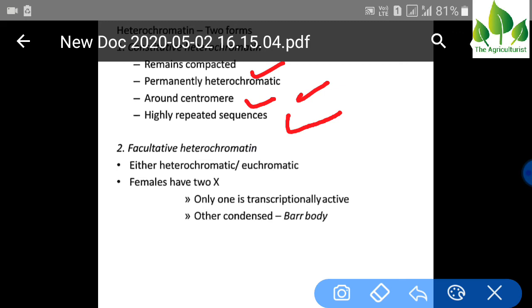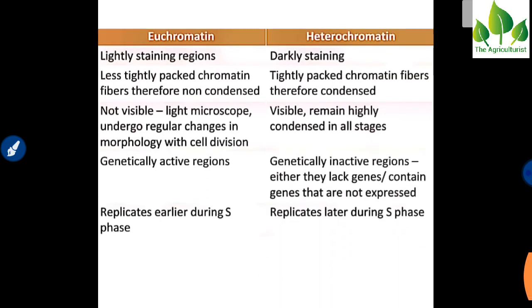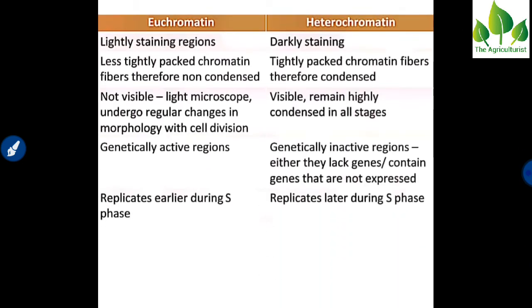Where the word facultative comes, an either condition arrives here. So wherever the word facultative arrives, you have to understand there will be an either condition. Either it may be heterochromatin or it may be euchromatin. Suppose a female has 2 X chromosomes, but only one is transcriptionally active, and the other is a Barr body.